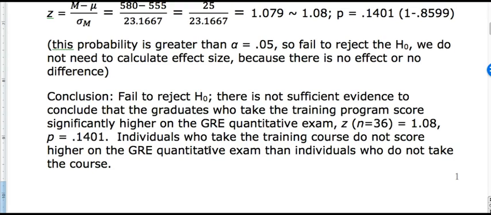Okay? So we always write the conclusions like this. And then we typically write another sentence that basically says what we just said in English. Individuals who take the training course do not score higher on the GRE quantitative exam than individuals who do not take the course. So there we go. We finished our first hypothesis test.